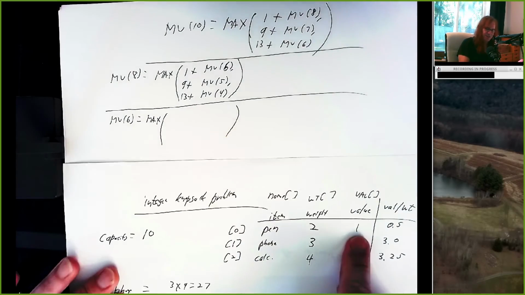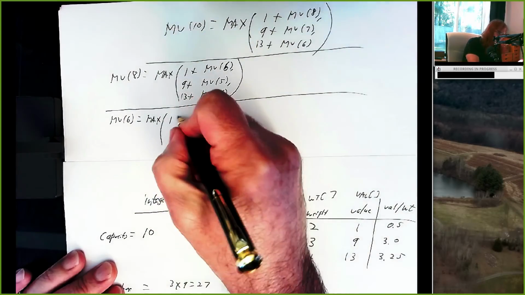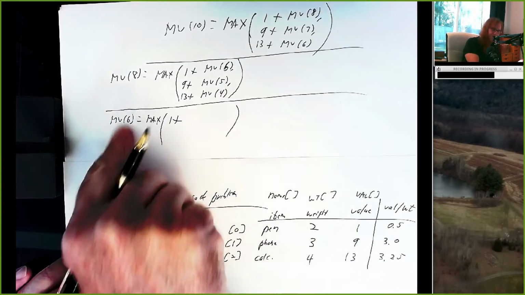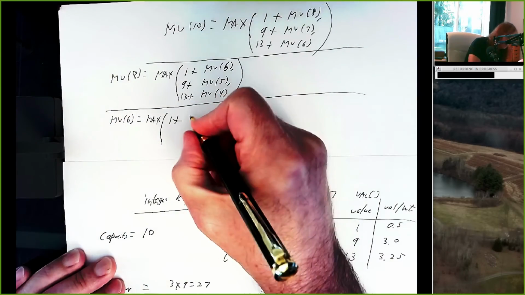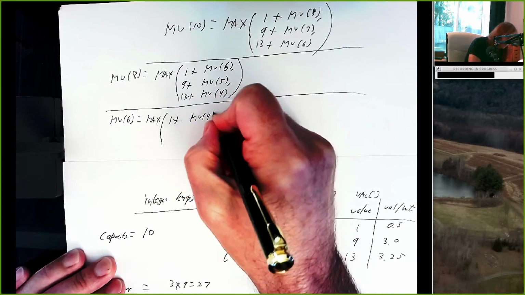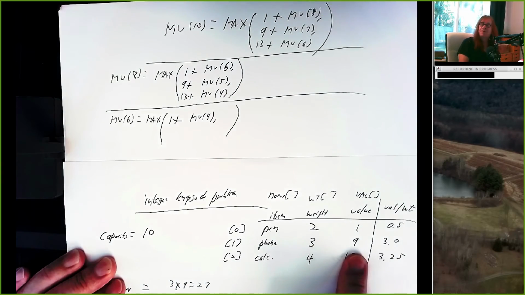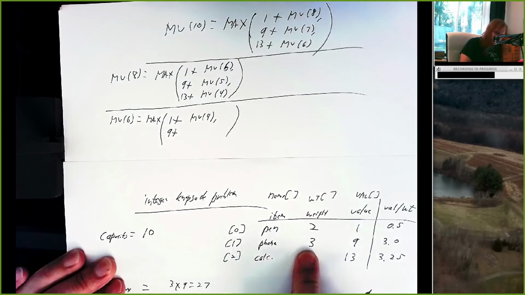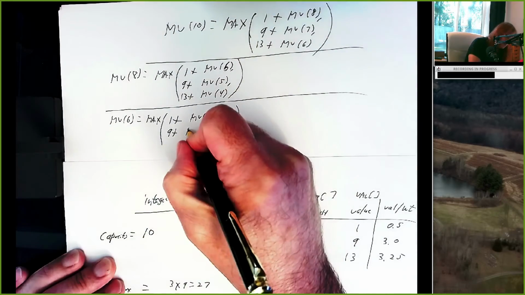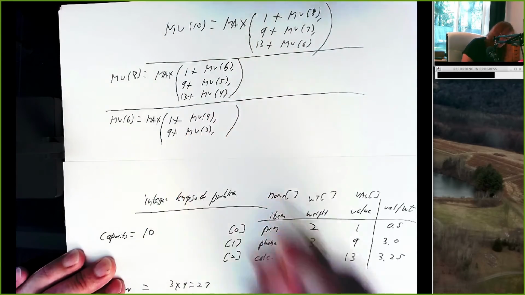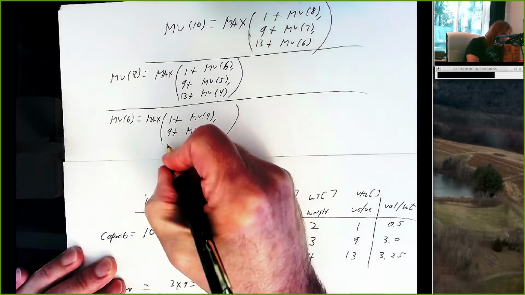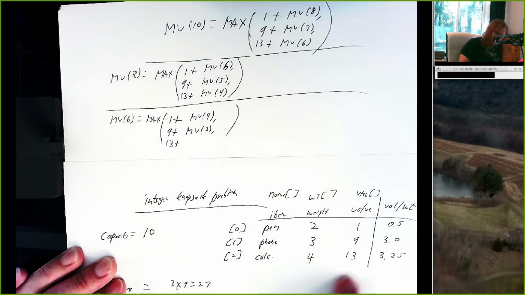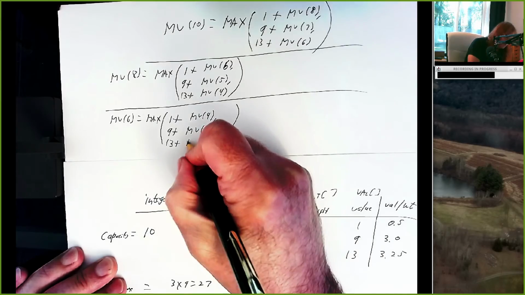So if I put in a pen, it's worth $1. It weighs 2 pounds. That leaves 4 pounds in the bag, so it's 1 plus max val of 4. If I put in a phone, that's worth $9. It weighs 3 pounds, leaves me a capacity of 3. And if I put in a calculator, that's worth 13. Weighs 4 pounds, so that leaves me a capacity of 2.